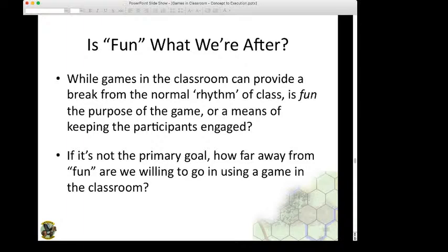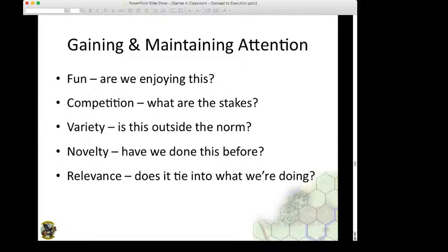And so if fun isn't that primary goal, how far away from fun are we willing to go in using the game in the classroom just to break up the monotony of lectures in PowerPoint or recitation of things out of a book or whatever? So we're trying to gain and maintain attention. Are we enjoying this? What are those stakes? Is this outside the norm?